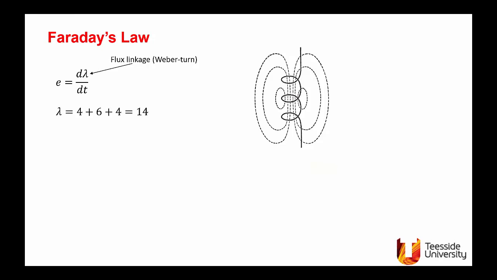As we see here, the first turn is linked only by 4 flux lines. Similarly, this one, and the middle turn is linked by 6 flux lines. So lambda in this case is 14. And if you wish to define an effective value of the flux that when multiplied by the number of turns of the coil will give you the flux linkage, you will get the effective flux per turn, lambda over n, which is 14 over 3 weber in this particular case. And in some books you will find that they use n d phi by dt.